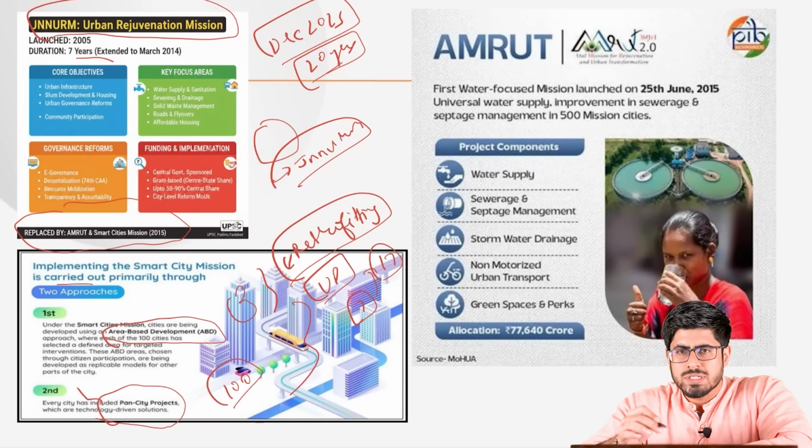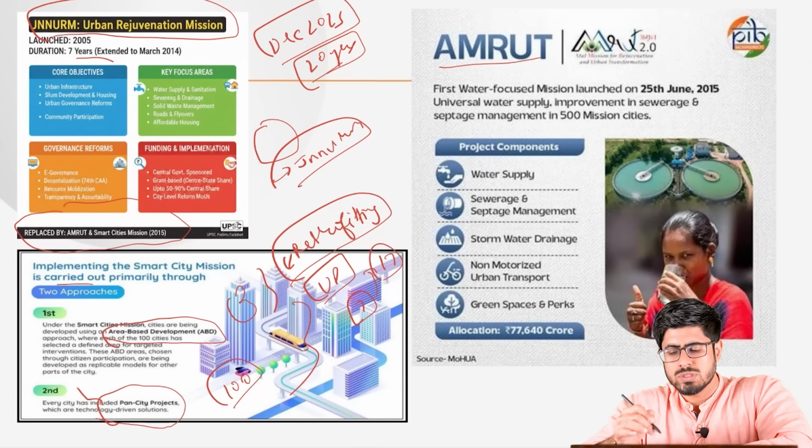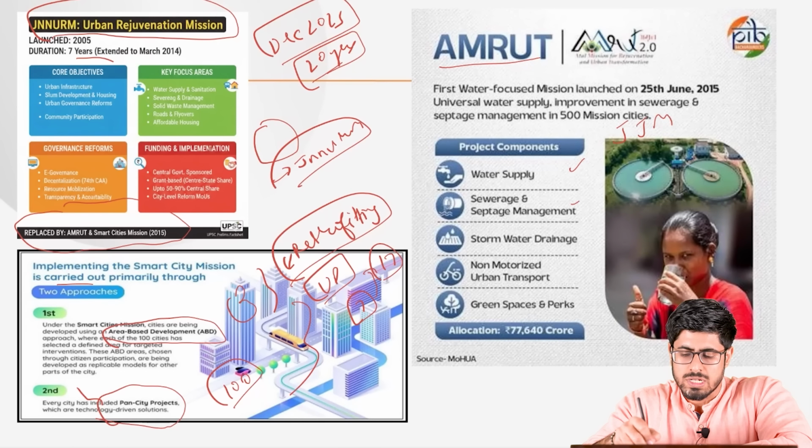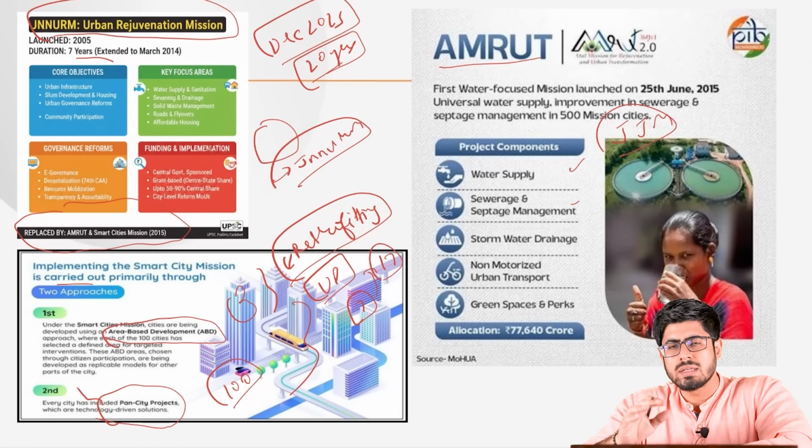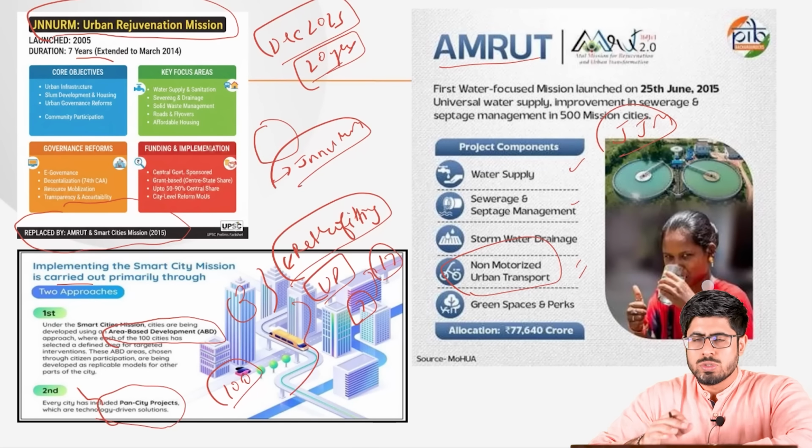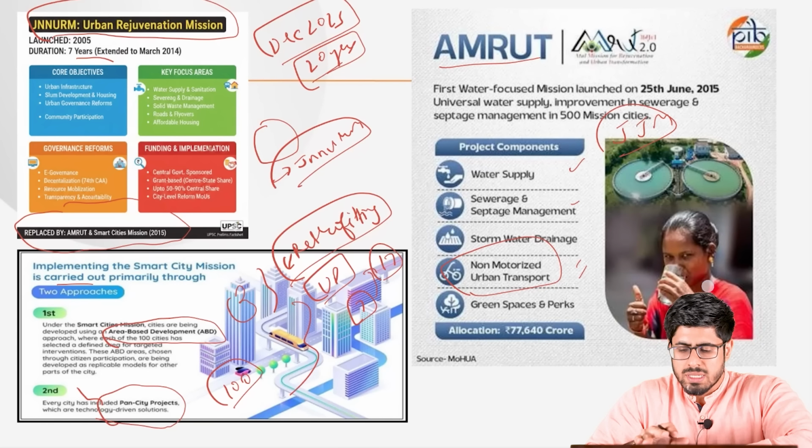Next up is Amrit Mission, which is Atal Mission for Rejuvenation and Urban Transformation. It is targeting a water-based approach, enhancing water supply for the people, enhancing drinking water availability in sync with the mission of Jal Jeevan Mission. Also targeting the green development of cities by promoting non-motorized urban transport so that pollution could also be tackled. So these are some of the missions that the government is taking to tackle the problem of urban areas.